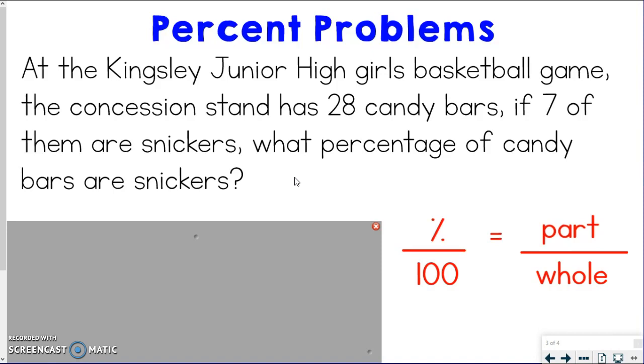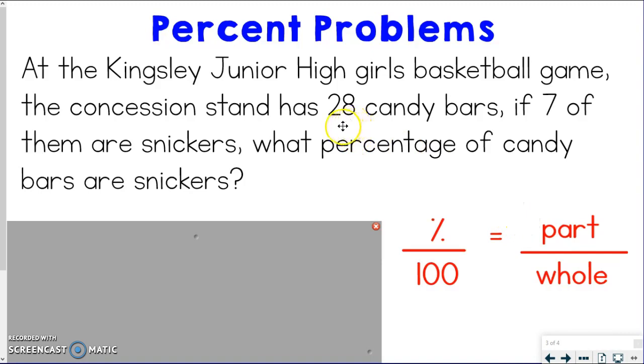If 7 of them are Snickers, what percentage of candy bars are Snickers? Again, using percent over 100 equals part of a whole. Now this time when I read through the problem, I do not see a percent sign, so that must mean I need blank over 100. So I'm just going to put blank over 100.